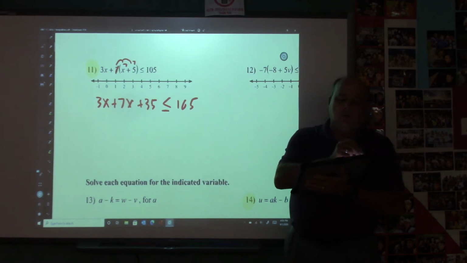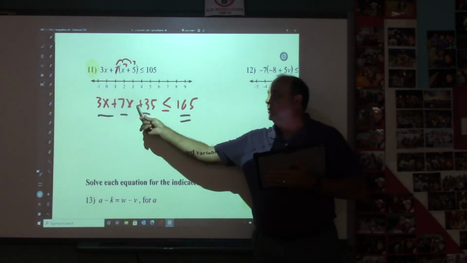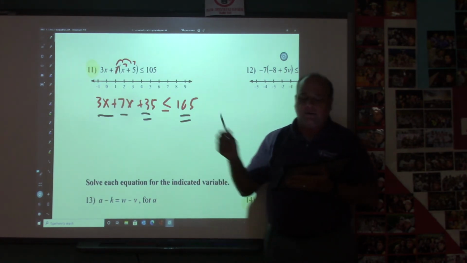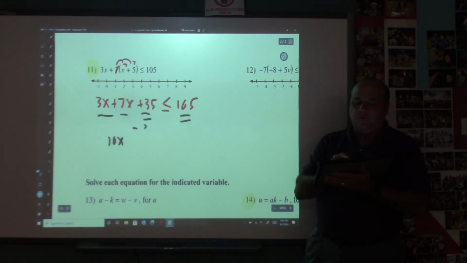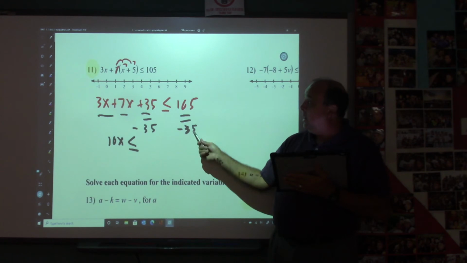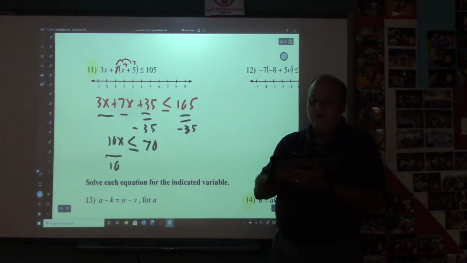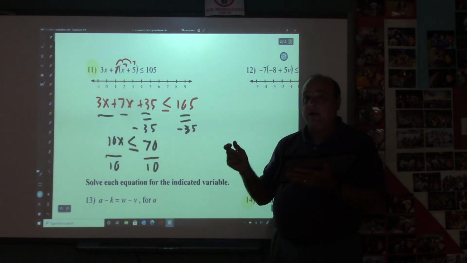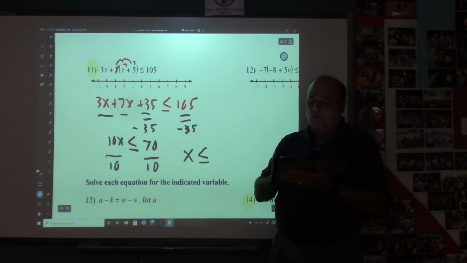Now then I'm going to single underline and double underline, right? This is basically all this worksheet is. I'm going to add these up, move it across, and divide, right? So 3x plus 7x is 10x. And then I'm going to go ahead and move the 35 over. Get it all done in one step. So I'm going to get 10x less than or equal to, and if I subtract these, it's going to be 70. Now then I'm going to divide by 10. Notice I did not divide by a negative, did I? Since I didn't divide by a negative, it won't flip. I'll get x less than or equal to 7.